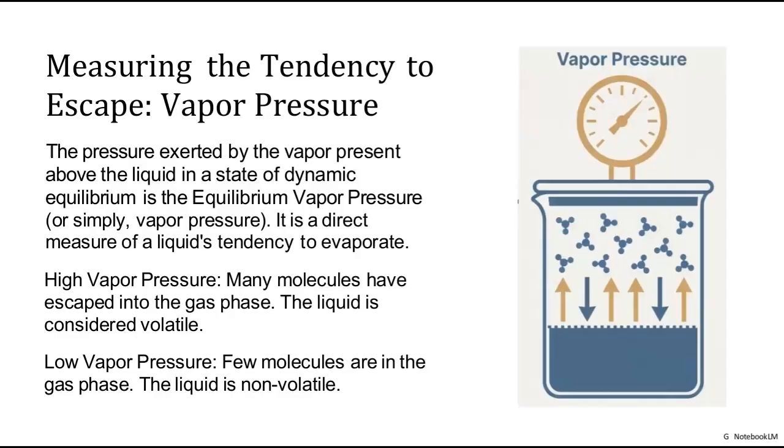The fewer particles are moving into a gas, the less volatile that liquid is, meaning that less evaporation is occurring. So the more particles are turning into a gas, the higher the evaporation is, the higher the vapor pressure is. So vapor pressure measures how many particles are escaping into that gas.